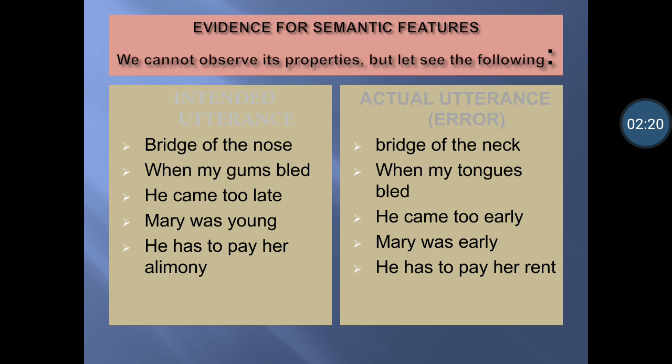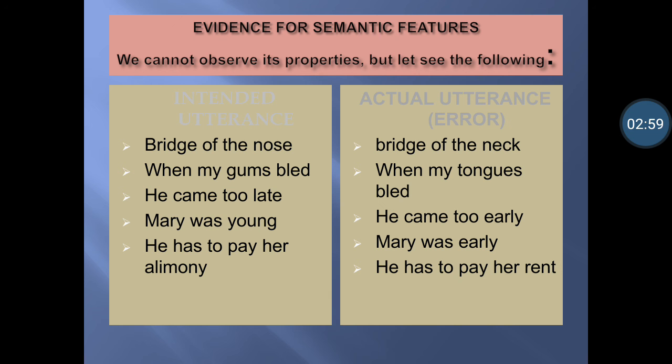The examples are apparently correct because the replaced words are the same kind of word. For example, in the first phrase we have bridge of the nose, bridge of the neck. Here we have two words, nose and neck. They are nouns and also they are parts of our body, but they are incorrect. When my gum blank and the other word we have tongue, which also is part of our body and they are nouns.